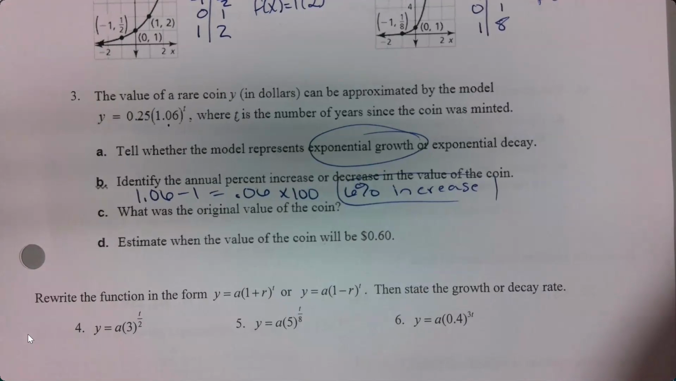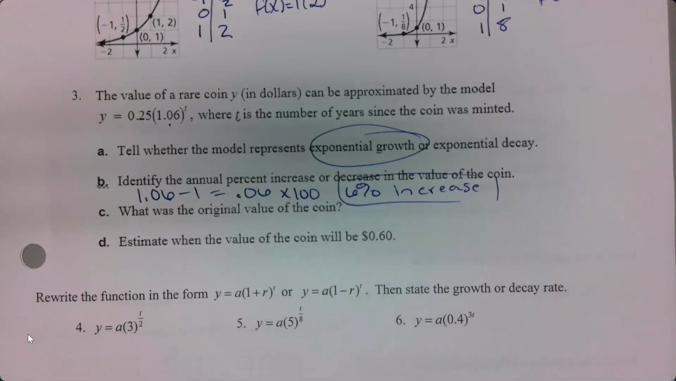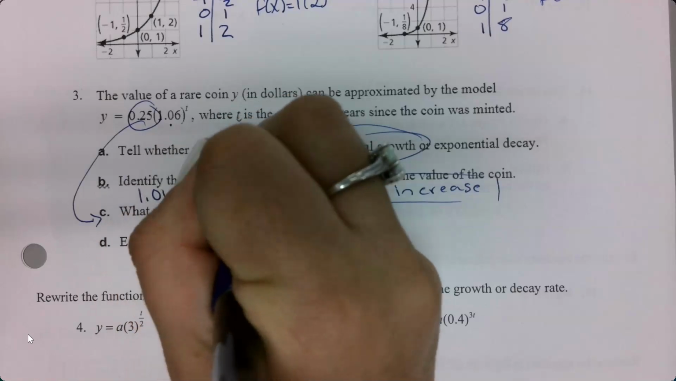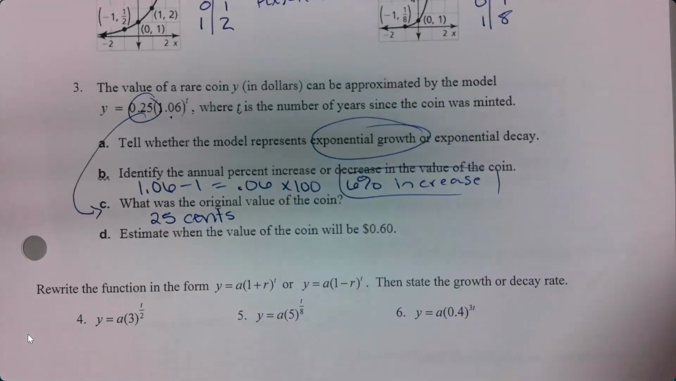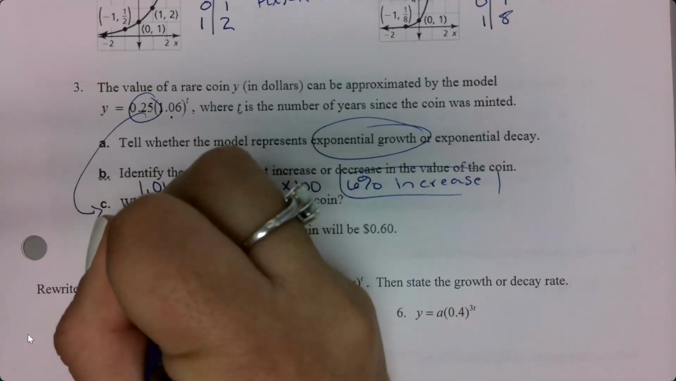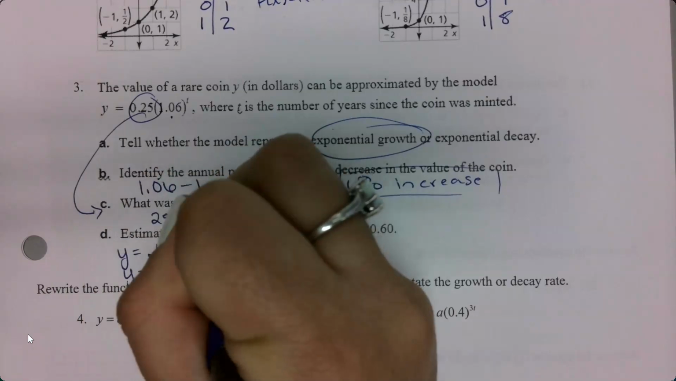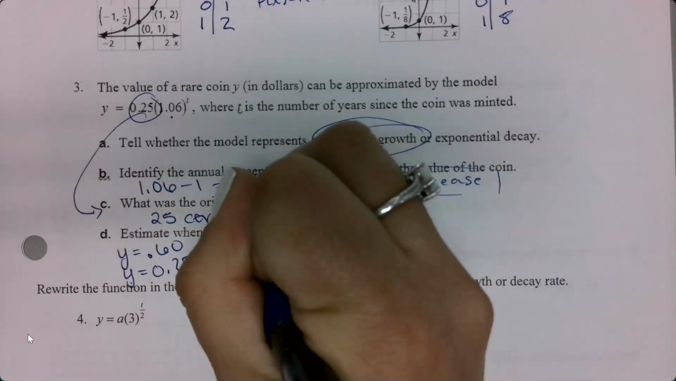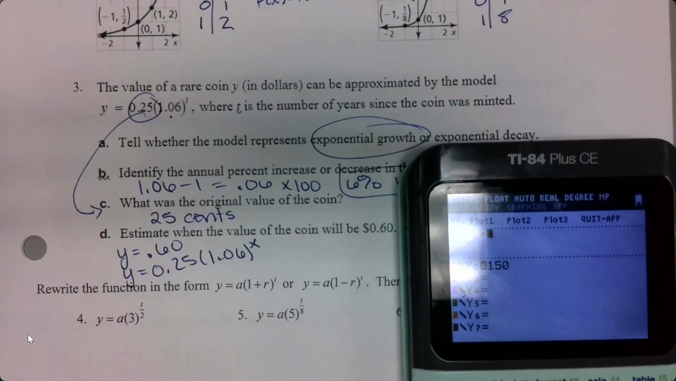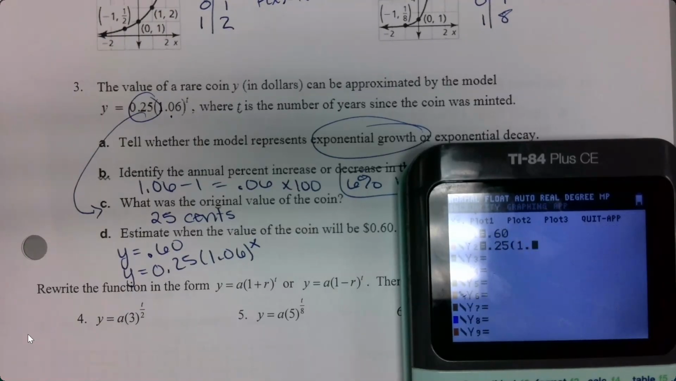The original value of the coin, this one I don't have to plug in anything. That is this value, so 25 cents. Estimate when the coin will be 60 cents, so I want to graph y equals 0.60, and then that equation, y equals 0.25 times 1.06. And then I'm going to change that t to an x, so I can graph it on my calculator. So 0.60, and then 0.25, 1.06 to the x exponent.